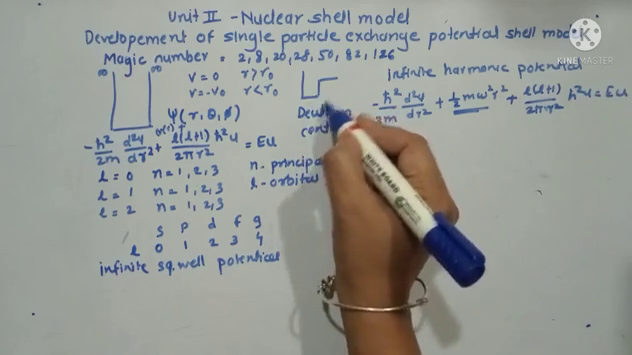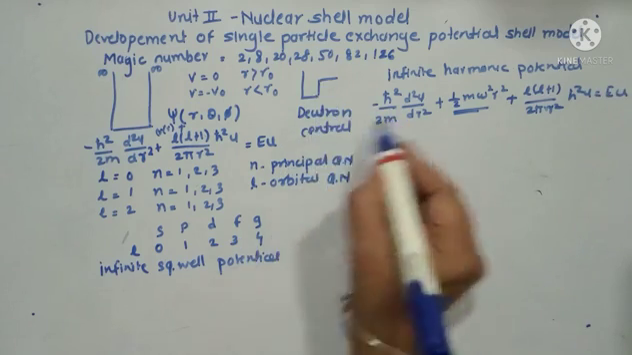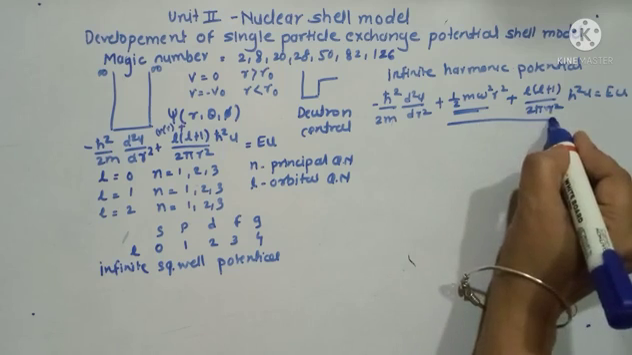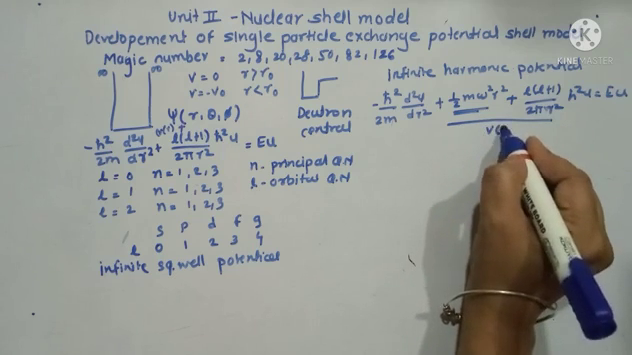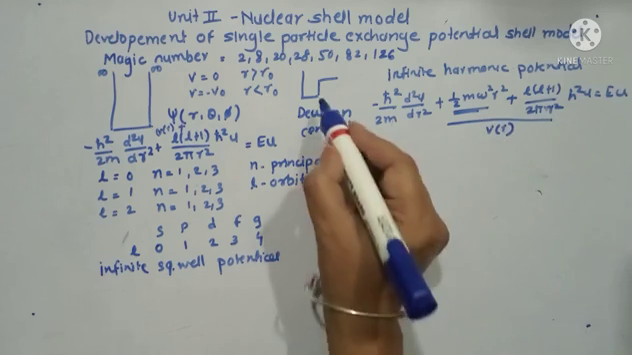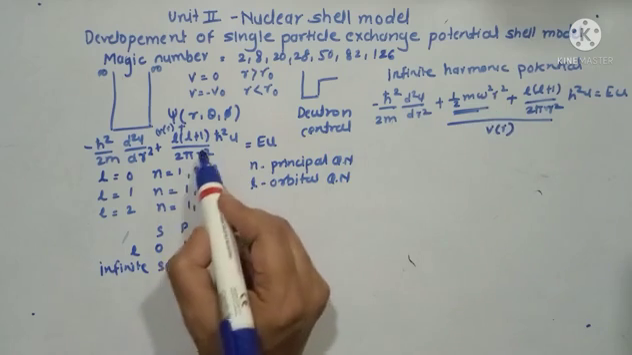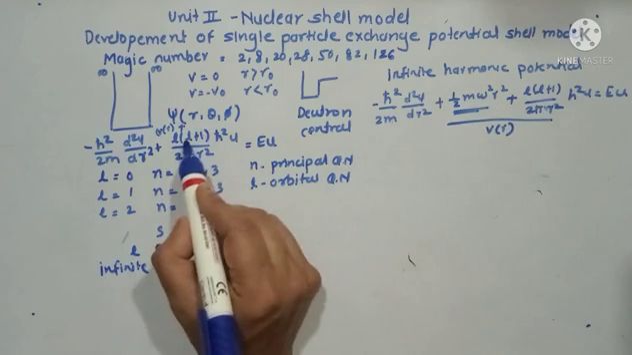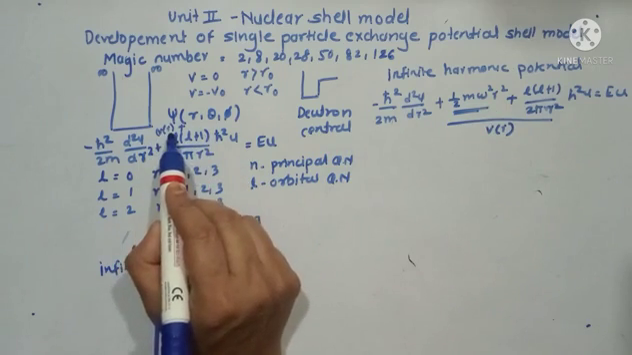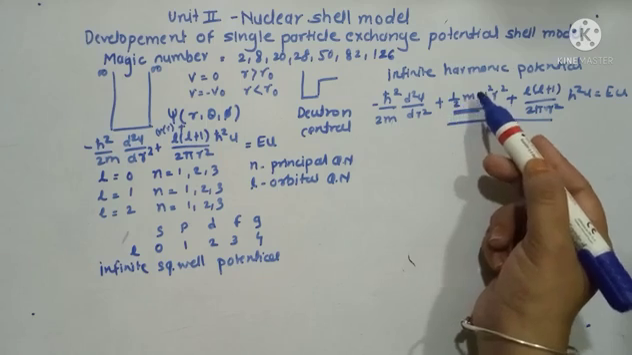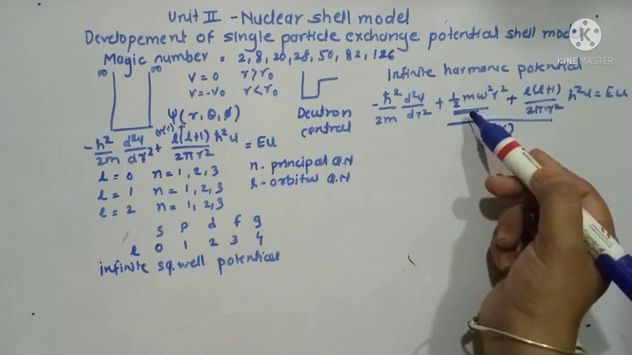In the deuteron potential we took the same equation, but this part was only V of r, because there we considered the potential as a central part. Now here we are considering the non-central part above this central part, and here we are considering the infinite square well potential which is harmonic also.